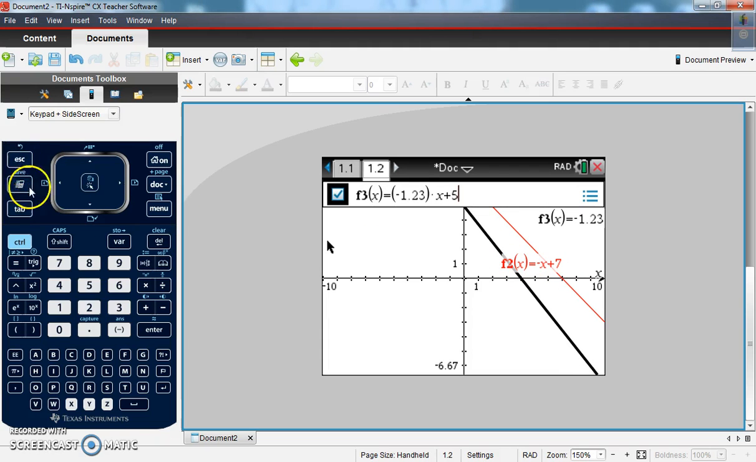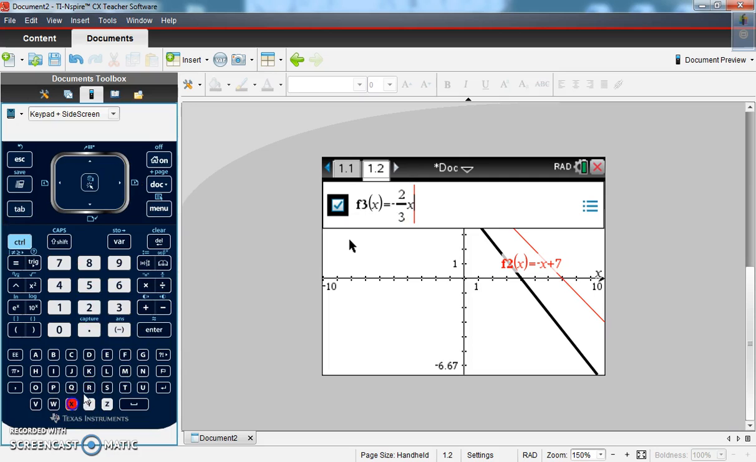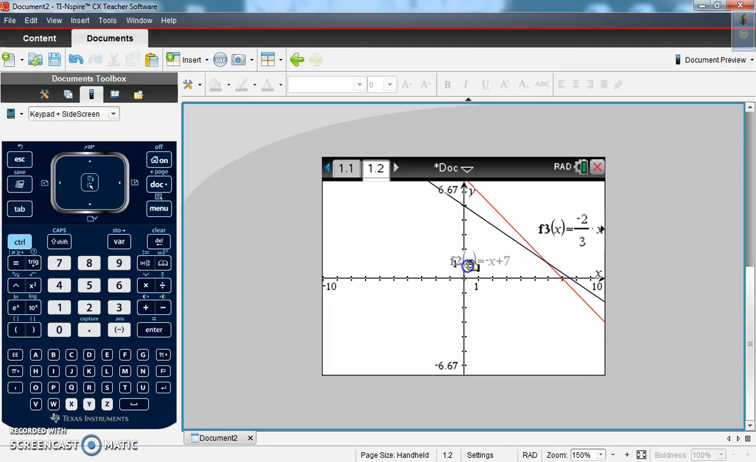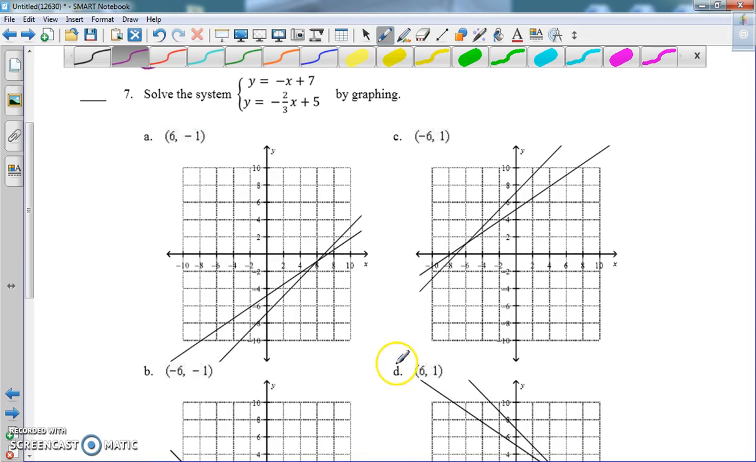Oop, that's not what I wanted. All right, I'm going to retype this in. There we go. Okay. There we go. So right here, it looks like we're at 1, 2, 3, 4, 5, 6, and a positive 1. So that's what we need to look for. When we come here, we want a 6 and a positive 1, which looks like D.